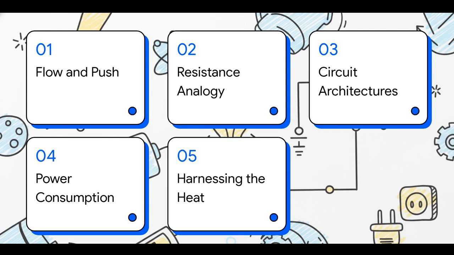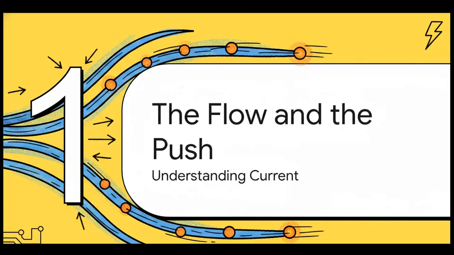Here's our step-by-step roadmap for today. First, we're tackling the flow and the push. Next up, resistance using a super handy pipe analogy, followed by circuit mapping and network architectures. Then, we'll calculate actual power consumption with real-world metrics, and we'll wrap it all up with harnessing heat through energy dissipation.